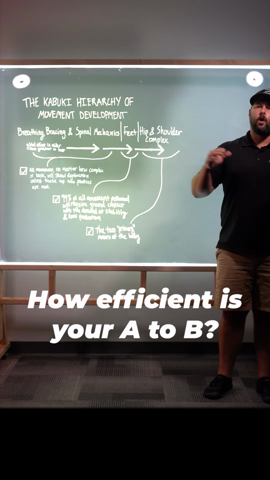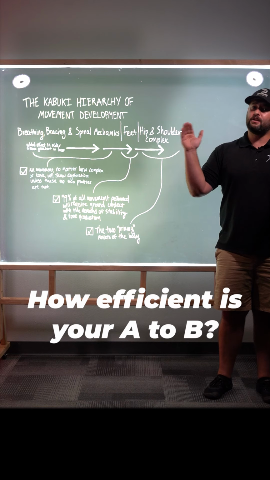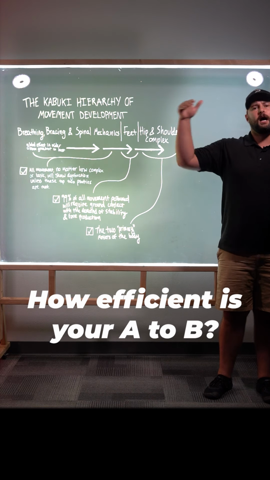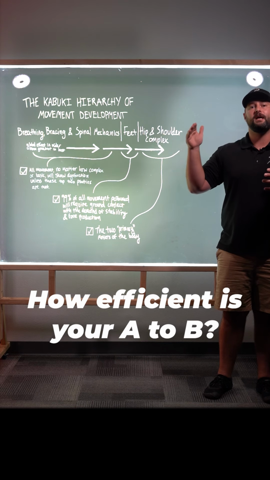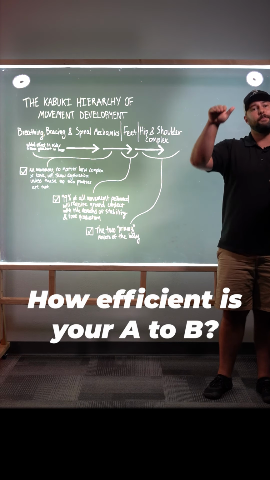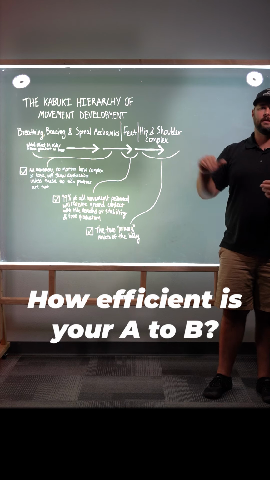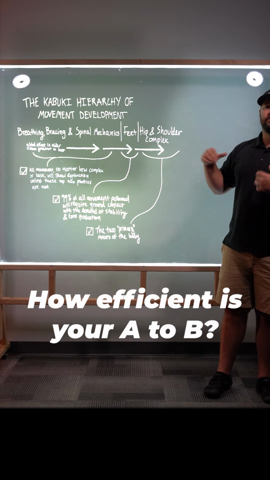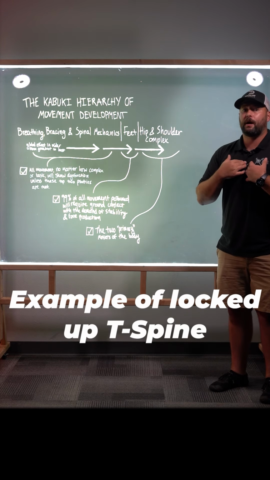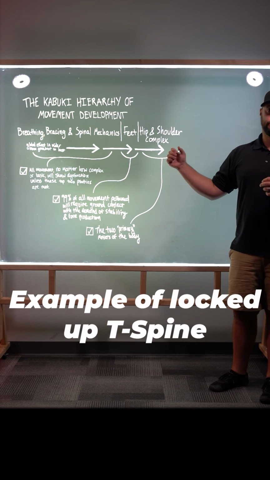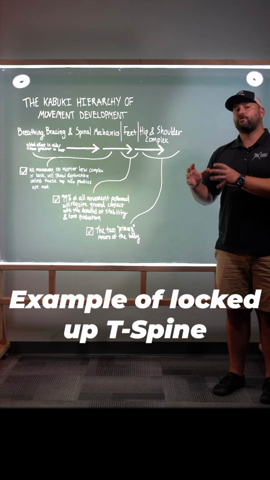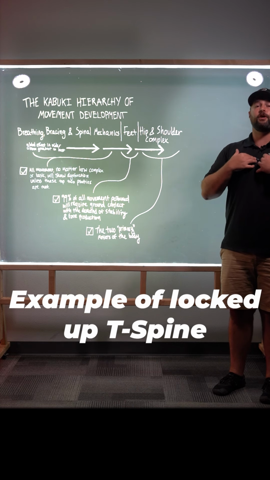Remember, your body's always going to go from point A to point B. It's going to do whatever you tell it to, but just because it got to point B doesn't necessarily mean that path was as efficient as possible. There were probably a couple of turns along the way versus a straight path. So in that shoulder complex example, someone with a really locked up thoracic spine will always experience a lack of shoulder external rotation. But it's not purely the fault of the shoulder, it's the fault of the thoracic spine.